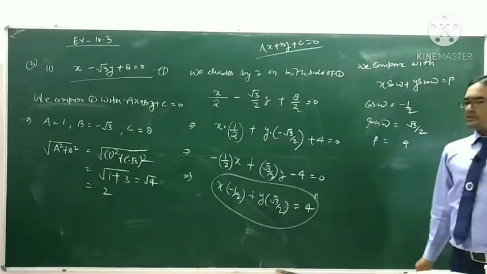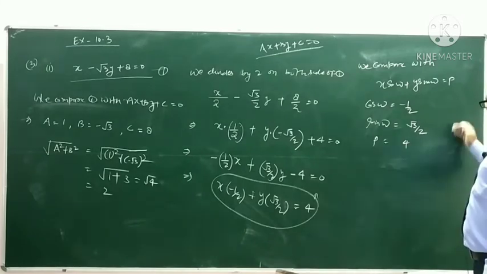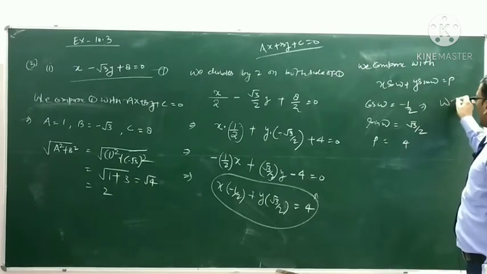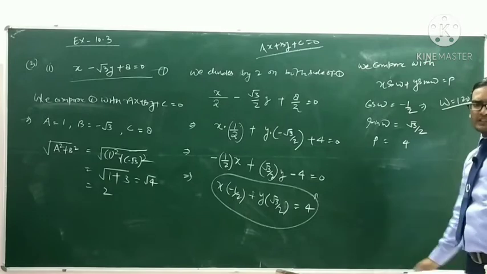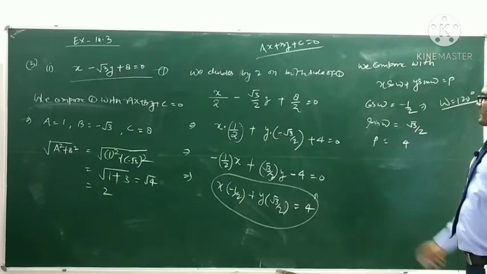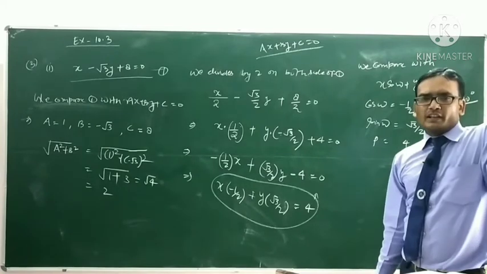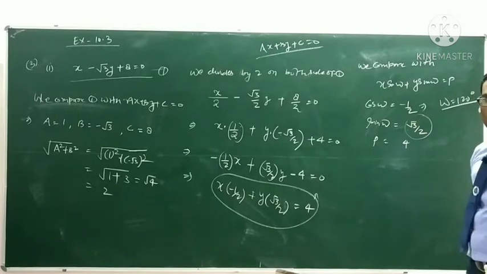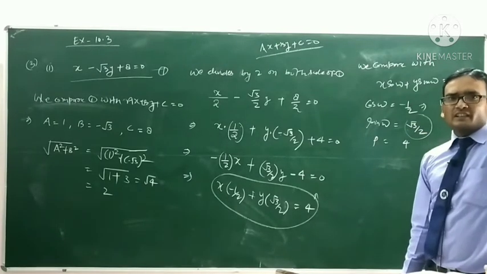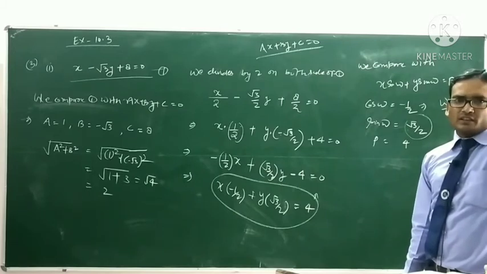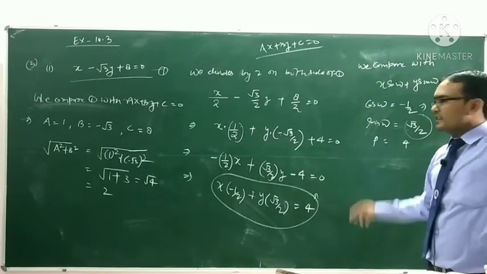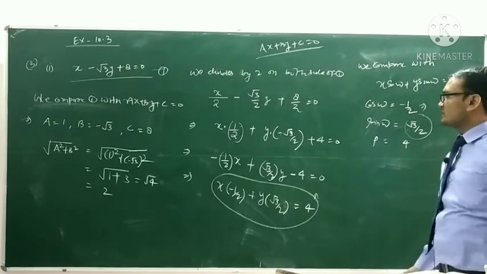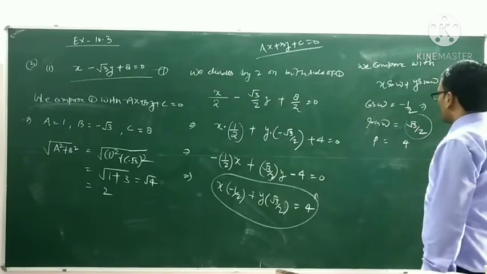If cos omega equal to minus 1 by 2, then find the value of omega. Omega is 120. Why, students? In the second quadrant, the value of cos omega is negative and the value of sin omega is positive. Then it is clear omega lies in the second quadrant. Here cos omega is negative and sin omega is positive. Okay, students? Then we find the value of omega.